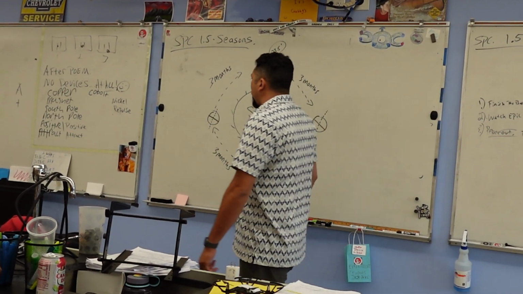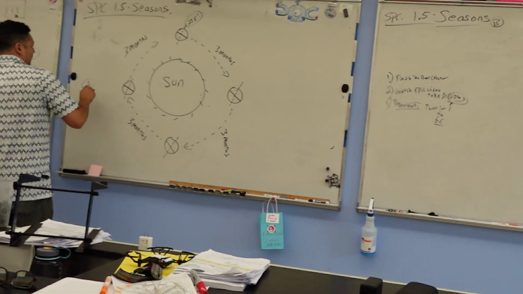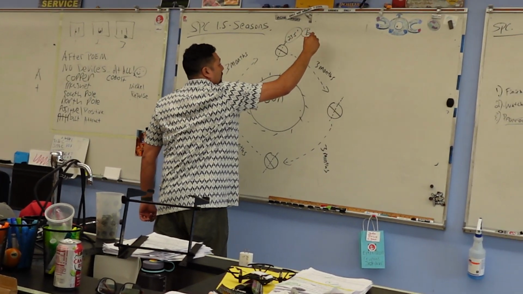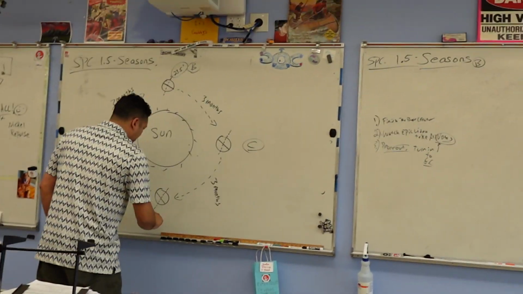And let's go ahead and label each position. This could be position A, this could be position B, this could be position C, and down here can be position D.